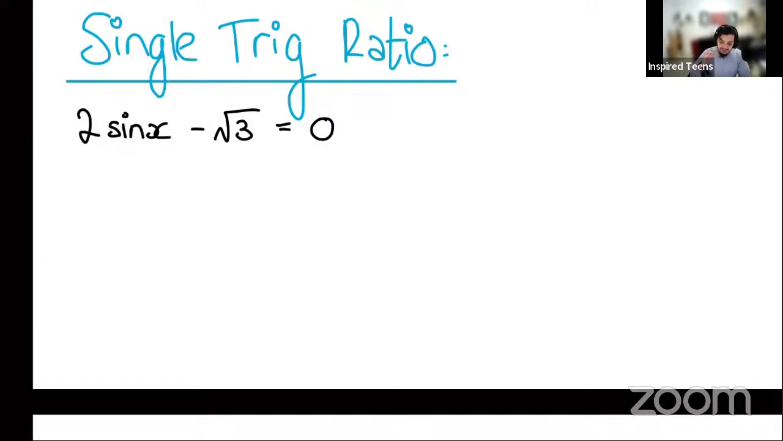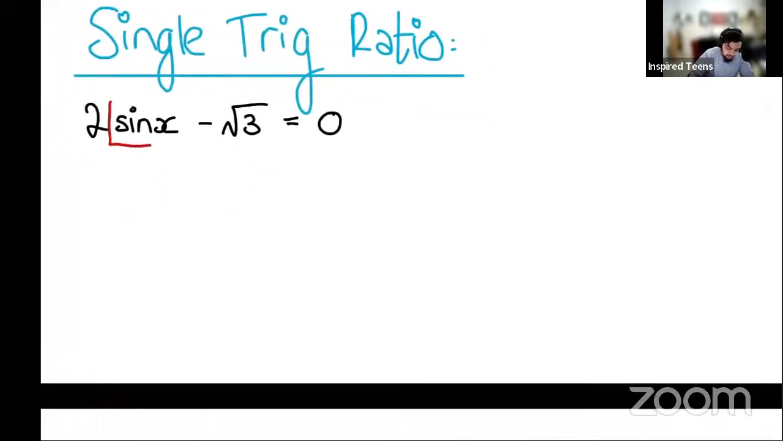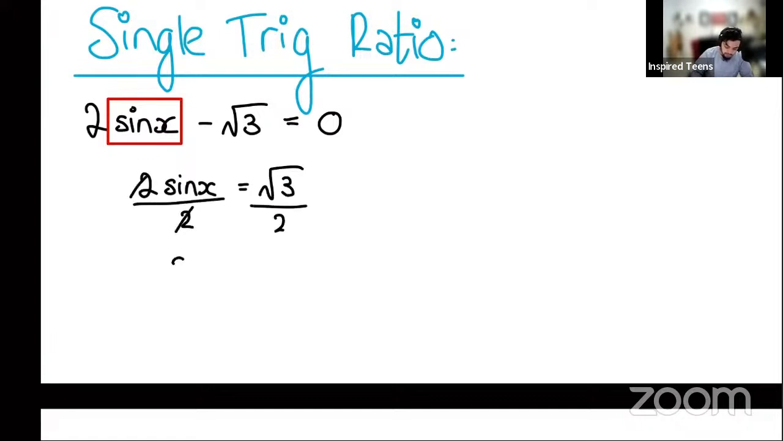Okay, so the first step, always, is to isolate your trigonometric ratio. So your sine x, you want to leave it alone. And what's attached to sine x? What's attached to sine x is the root 3 and the 2. So we can start off by saying 2 sine x is equal to positive square root 3 because we took it over to the other side. And then we can divide both sides by 2 to get rid of the 2. So it becomes sine x is equal to square root 3 over 2.